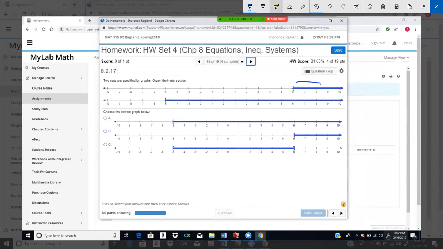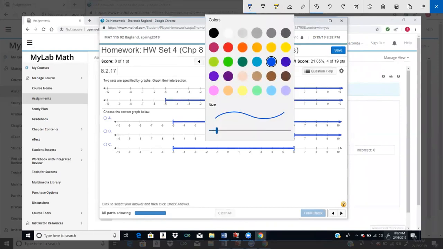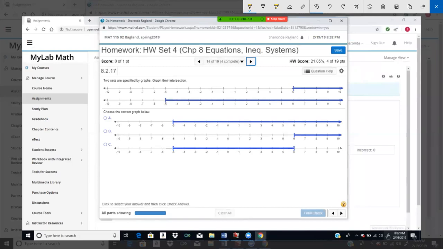Oops, let me pick another color. Okay. See what they have in common. See, they have 6, everything greater than or equal to 6. All right. So that would be your intersection, what they have in common. So this one right here. So B would be the intersection.